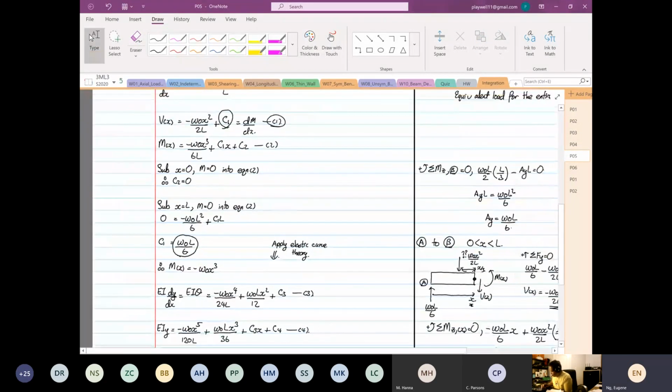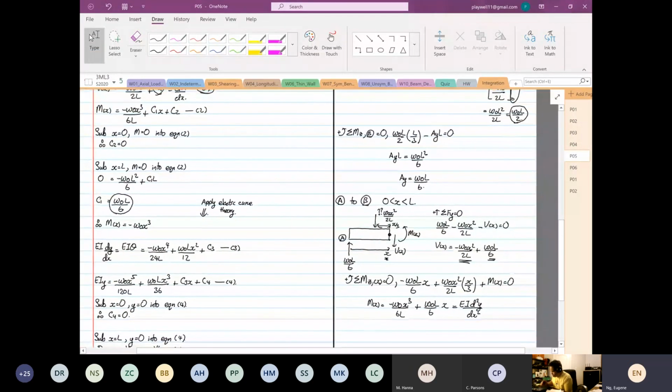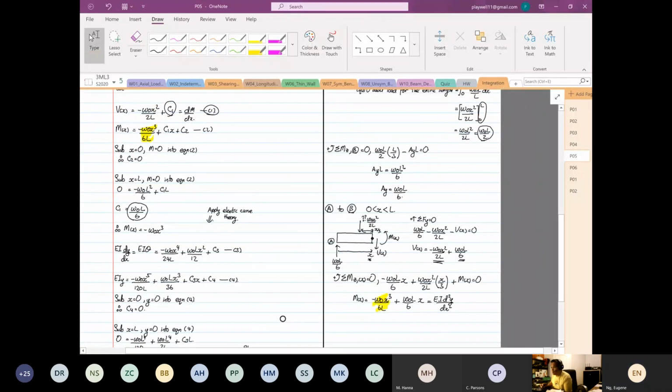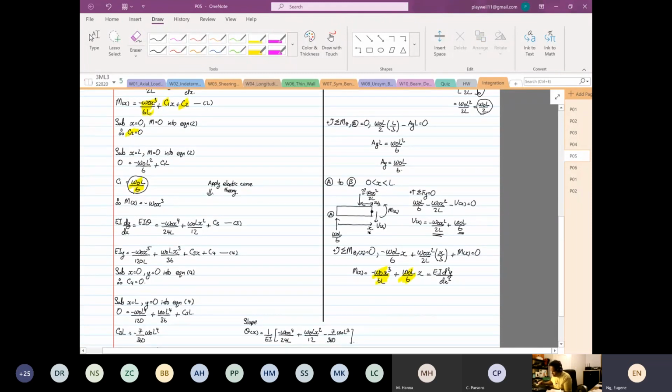So we realize that it's still the same, both expressions. You see where I highlight, this expression and this expression are the same. And then the C1, we already found as omega naught L over 6, is the same. And then C2, we know that it's equal to 0. Then from here, if you use the positive shear, positive bending moment, the steps onwards are exactly the same from here.